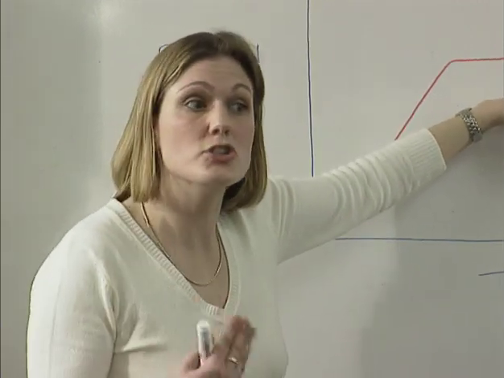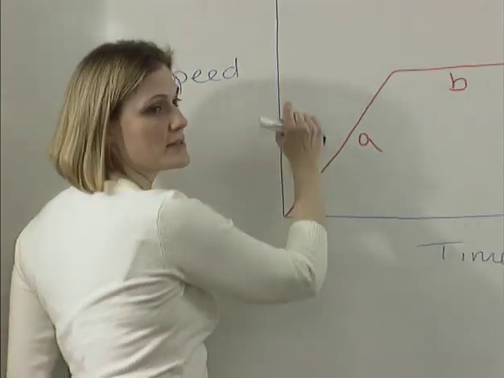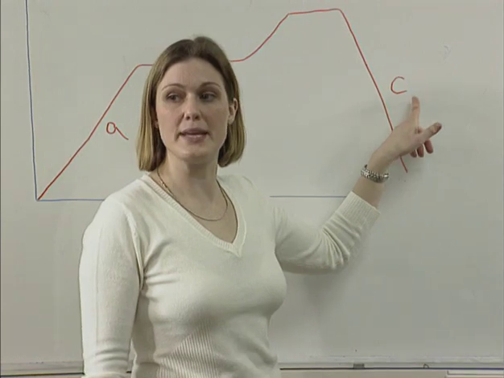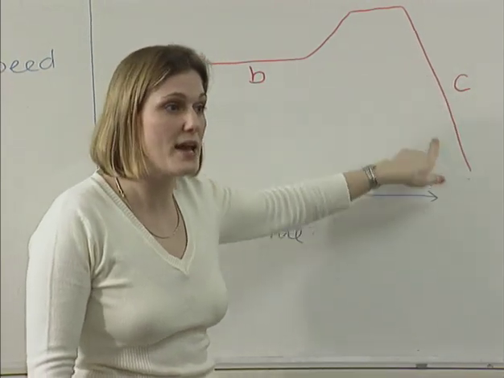We say we're going at constant speed. The speed has stayed the same. You can tell that because the speed hasn't gone up. What about C? What is happening at C? Stevie? You're going slower. Good, well done. And I can tell I'm going slower because the graph is going down. Excellent, well done.